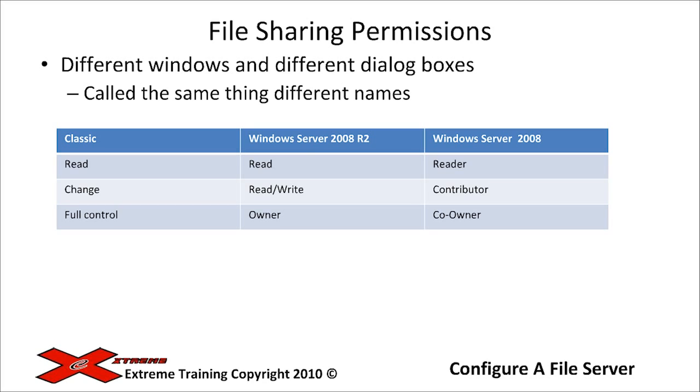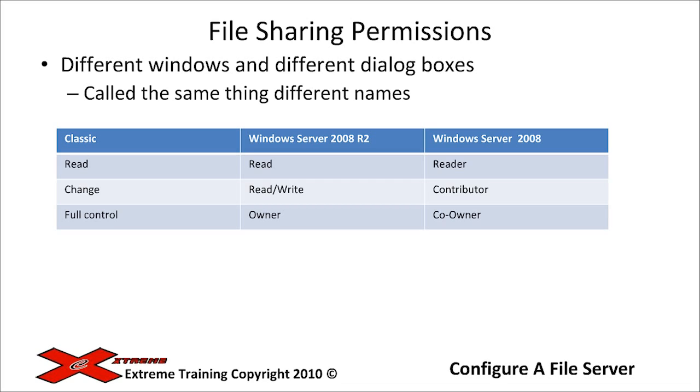change, and full control. The read permission essentially means you only have read access to the shared folder. The change permission means you can read and write to files and folders on the share. Full control means you can read and write as well as change permissions and take ownership of files.